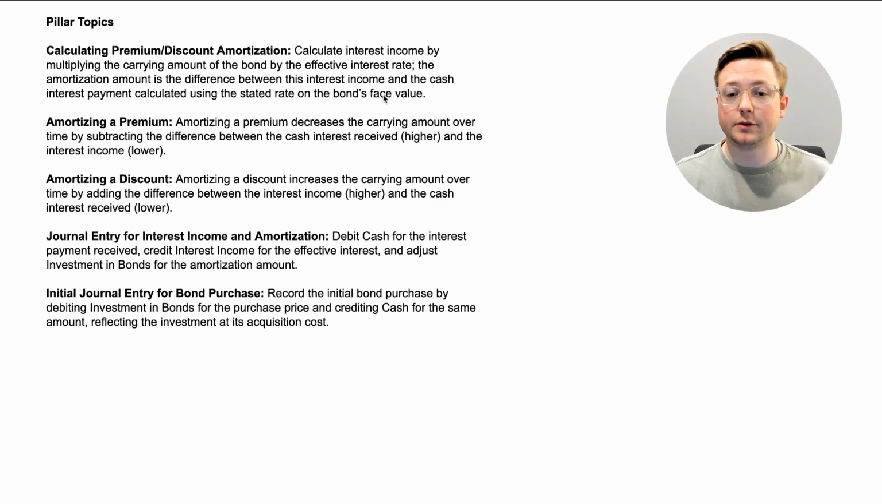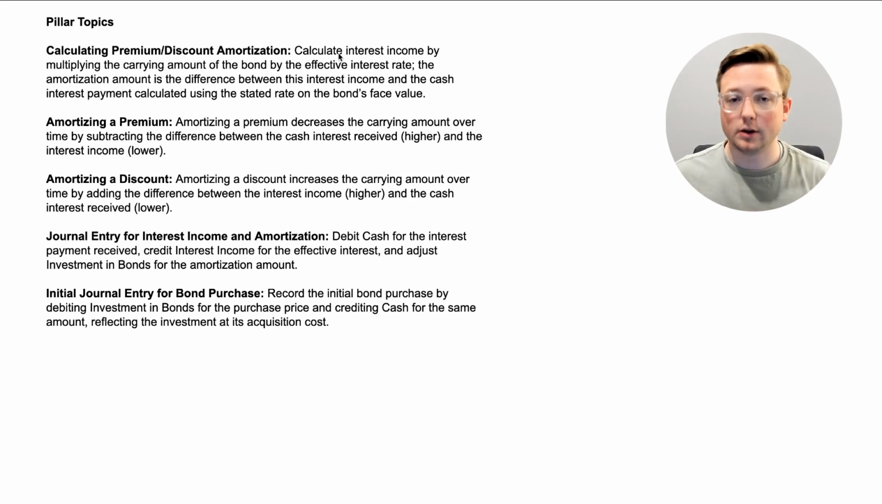The amortization comes from the difference between this cash that you received and the interest income, based on it being a premium or a discount. Now, amortizing a premium decreases the carrying amount over time by subtracting the difference between the cash interest received, which is higher, and the interest income, which is lower. And that's how it's going to be, because you are going to be receiving more money because it's a premium than you would have with the market. So that's why you are amortizing the premium, because you paid more, because you're willing to pay more, because you're going to be getting more interest than if you had it at the market rate.